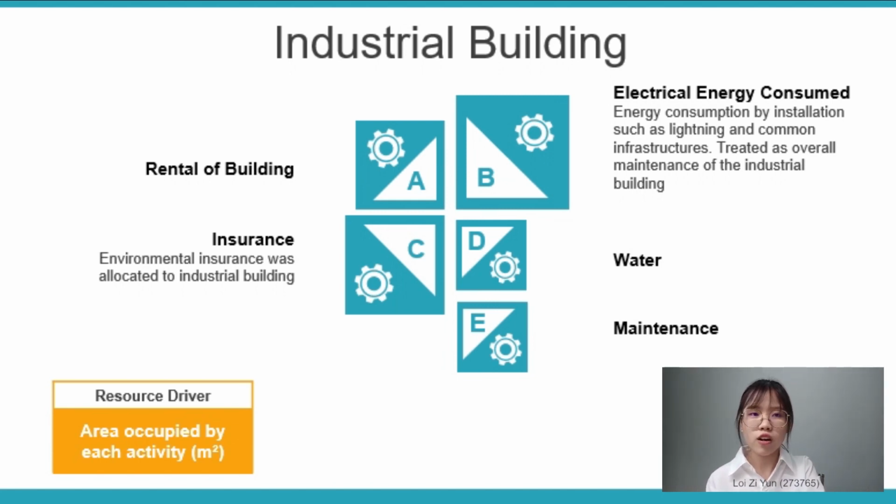After identifying the costs associated with the industrial building, we need to allocate these costs to the activities. The allocation of the costs associated with this resource is based on the resource driver, which is the area occupied by each activity.